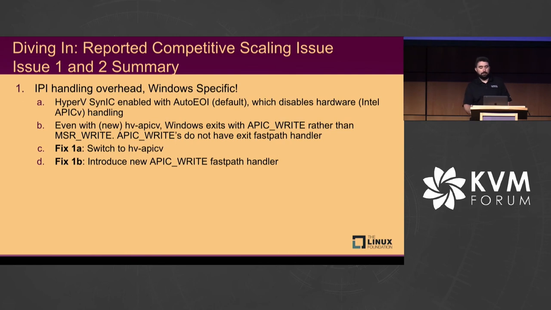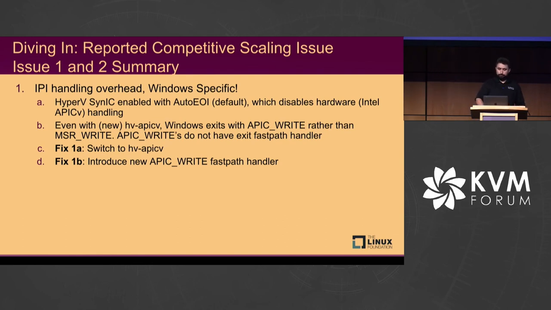In 5.15, there was some support added for an enlightenment called HV-APICv, which enables hardware acceleration. However, for small Windows guests under 240 CPUs, the exit reason is actually APIC write instead of MSR write, so they don't use the x2APIC MSRs. So they don't actually have a fast path. That means that anytime an IPI is issued, even though the APIC writes are trap-like, it has to go all the way out of the run loop, then go through the handler, leading to further delays.